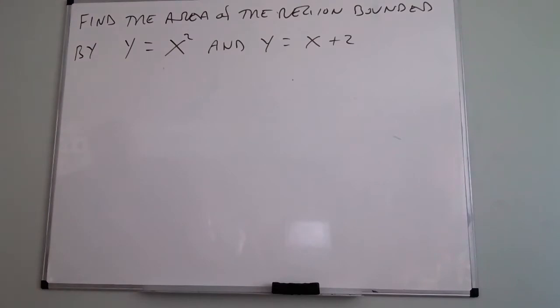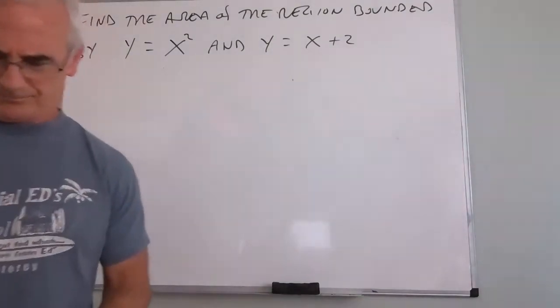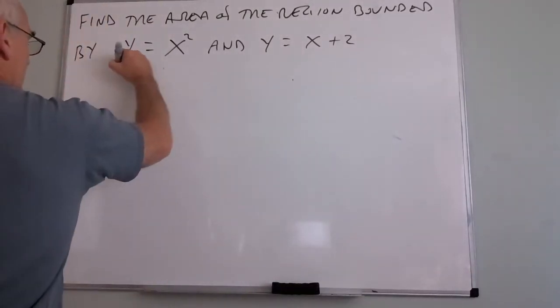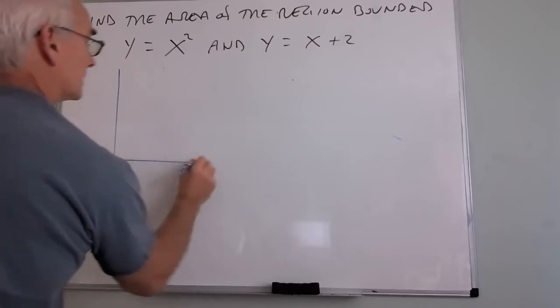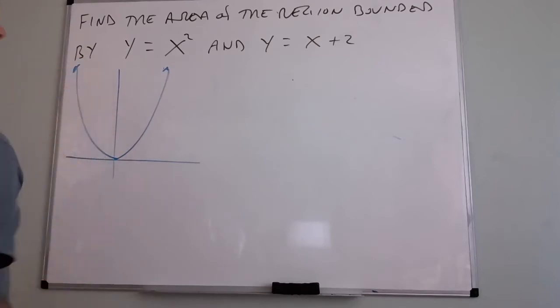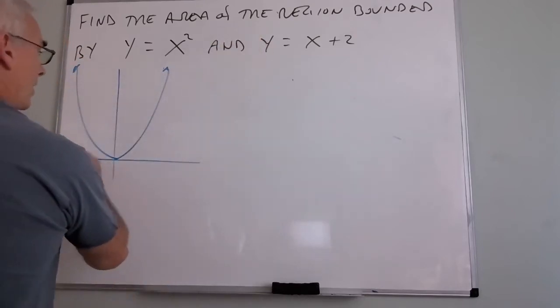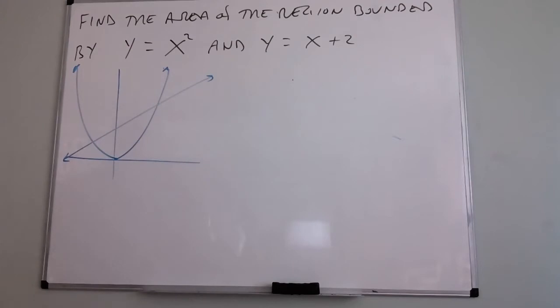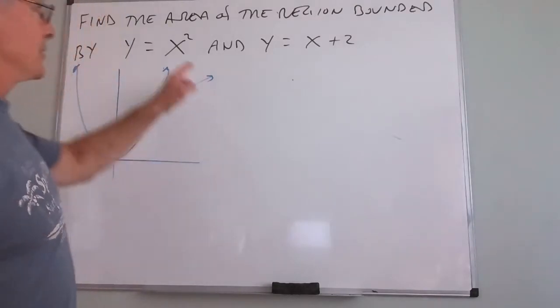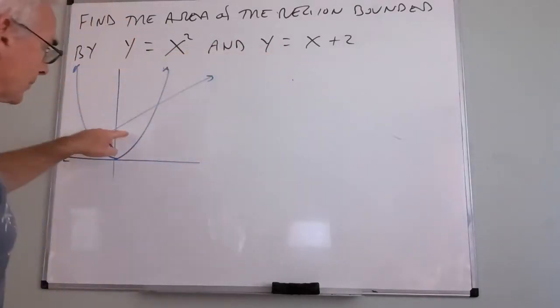Now, it might seem like I didn't give you enough information there. Wait, but I didn't tell you X going from what to what. Well, maybe we should start by trying to draw this thing. All right, I've got y equals x squared. And I've got y equals x plus 2. Oh, okay. I didn't have to tell you X from what to what. I've enclosed a region, haven't I? Okay, so I said the area bounded by these two curves. That would be this area right here.